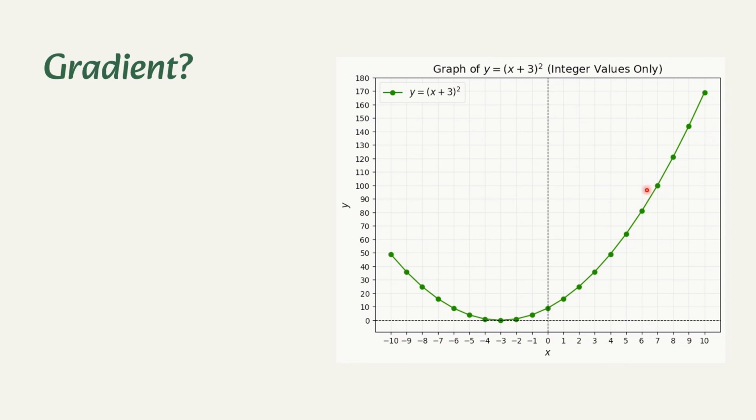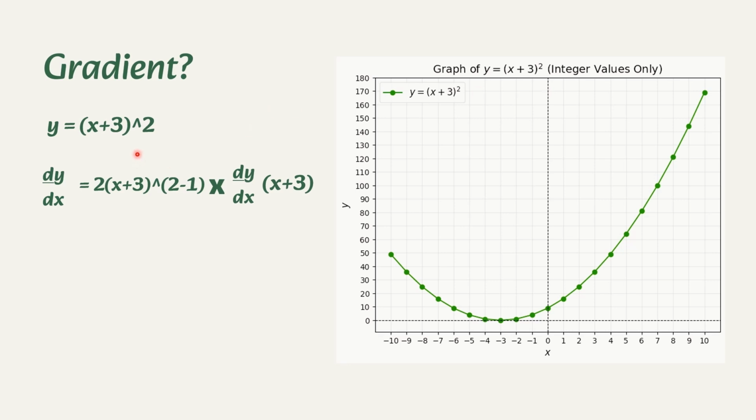Here, this graph shows you the function y equals (x + 3) squared. So let's take that function. Our goal is to find out how y changes with respect to x, which means we are finding its derivative. Next, we apply the power rule.